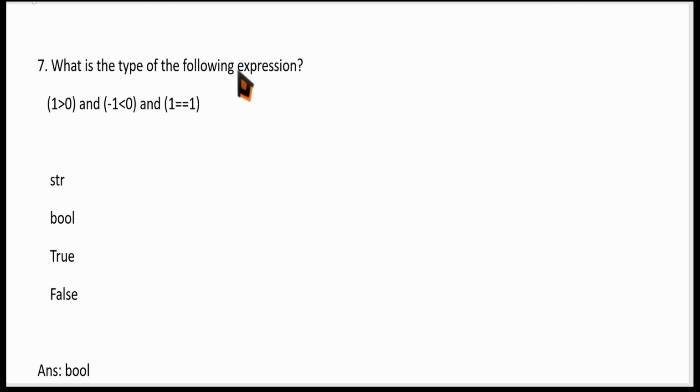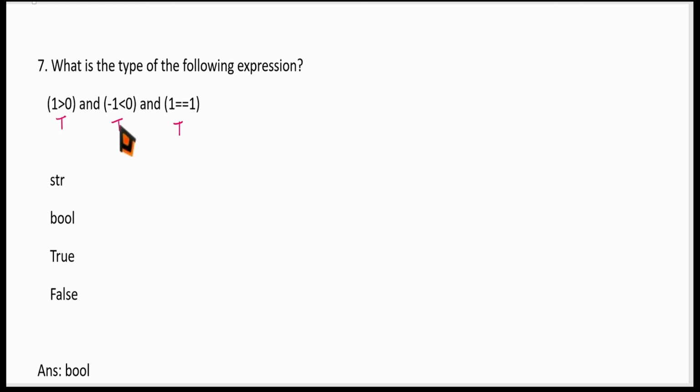What is the type of the following expression? They are not asking the result of the expression, they are asking only the type of the expression. Actually, this is a relational operator, so the result of this will be a logical value. That means 1 greater than 0. It is true, so it will return true. Similarly, minus 1 less than 0, this will also return true. Then 1 equal to 1, this will also return true.